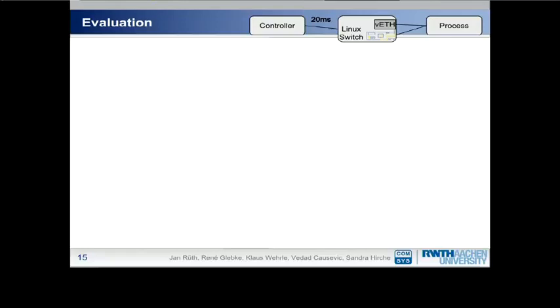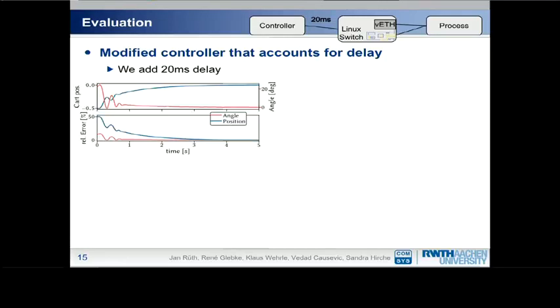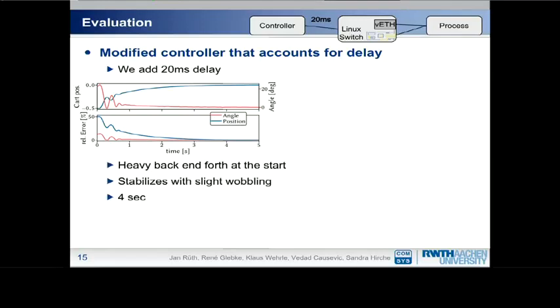Well, in control theory, you can account for this stuff to a certain degree. So in this example, you use 20 milliseconds of round-trip time, and we modified the controller such that in the initial design, we know that this might happen. And then you get this. What you can see is, in the beginning, it moves a little bit back and forth, but eventually it stabilizes again in roughly 4 seconds.